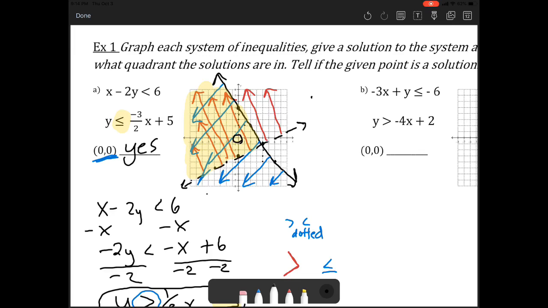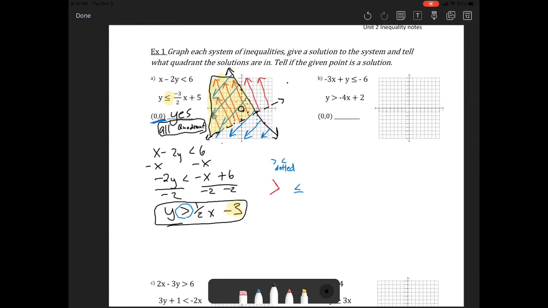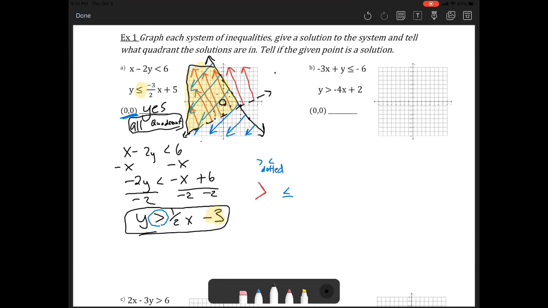And what quadrant does the solution fall in? So what quadrants does this section fall in? Well, it actually has all of my solutions. All quadrants are part of it, because you have one right here, here, here, and here. So all of my quadrants are actually a part of it. You can have a solution fall in every single quadrant. So that's our first one, guys.